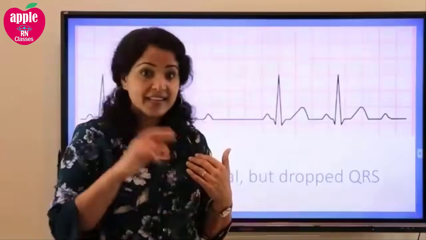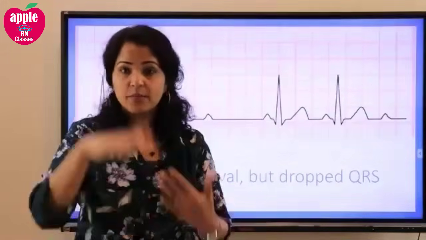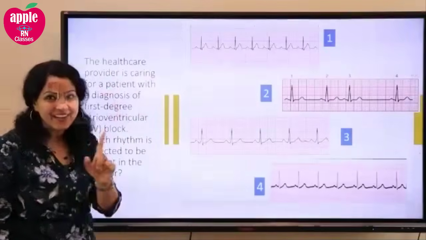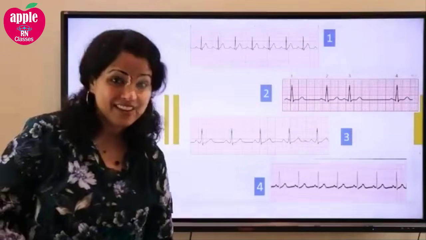And second degree type 2, the PR interval is the good one. There is no warning sign, but boom, he didn't come. Right? So that's what is going on. Okay, guys, so let's go to one question and let's see if we can figure this out.